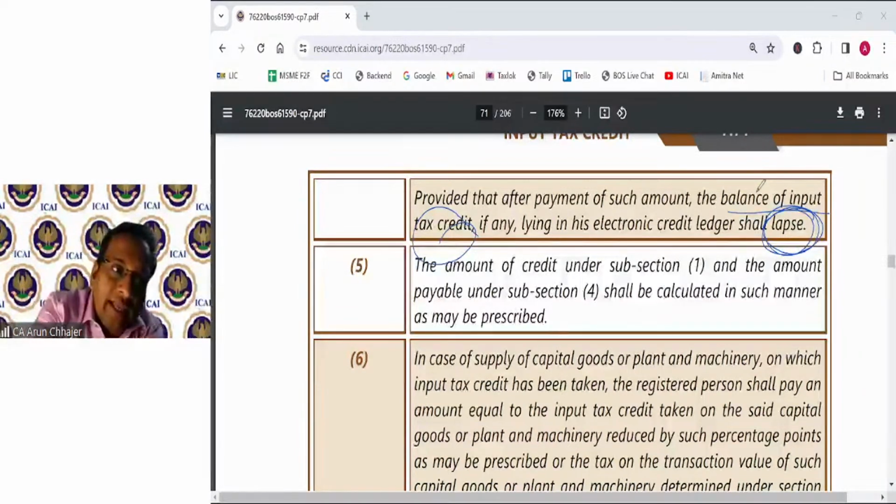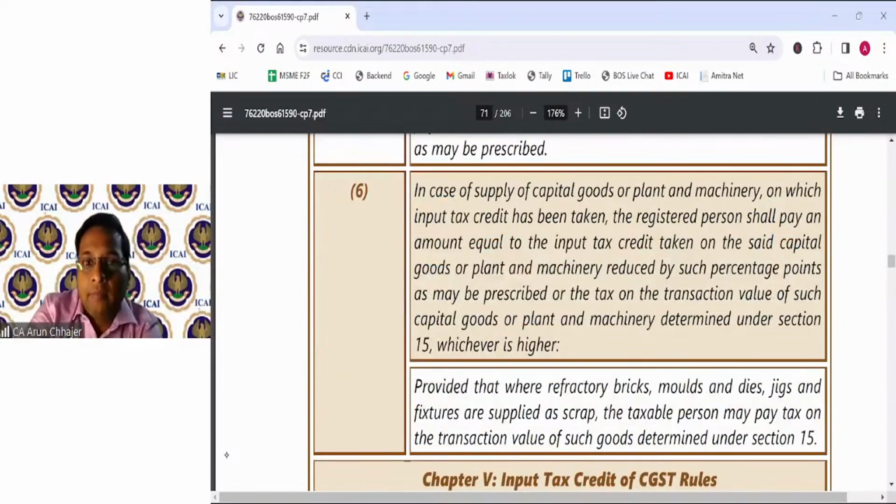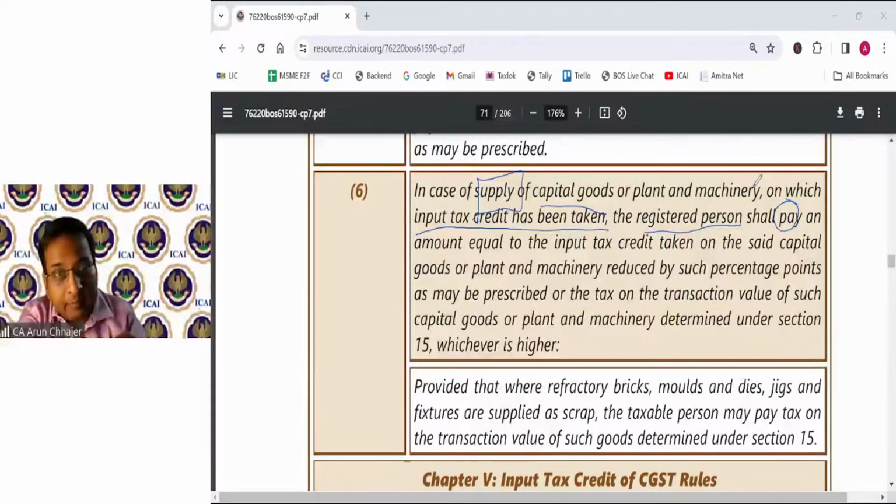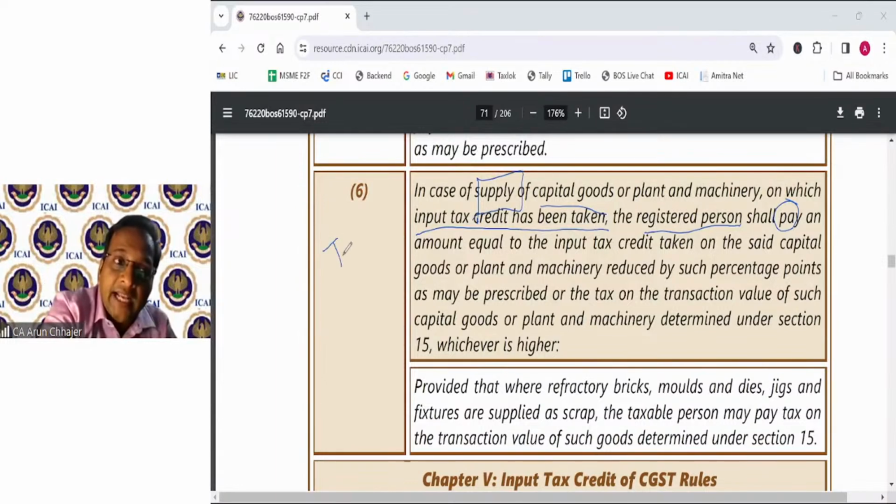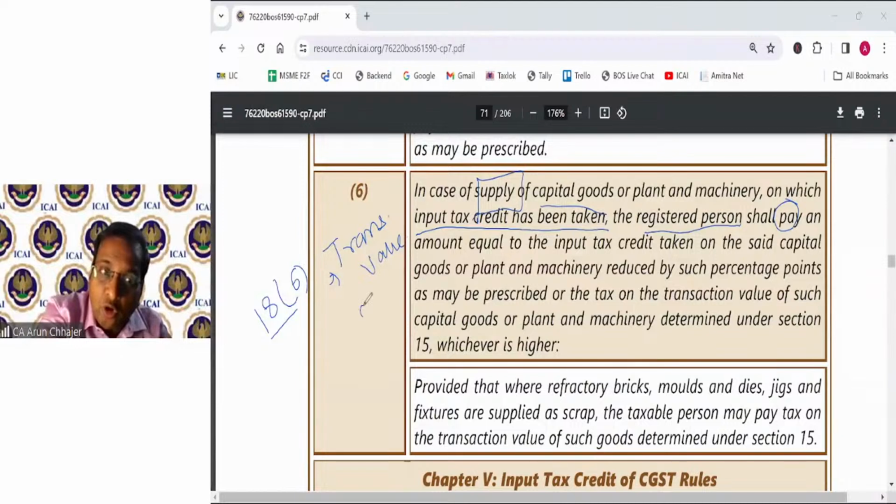Okay. Now 18 subsection 6 is a very, very important section because it talks about supply of capital goods. Which capital goods? Plant and machinery on which you have taken the input tax credit. The registered person shall pay. Because if I am supplying the capital goods, plant and machinery, I have to pay the tax. And in GST, as per section 15, the concept is the transaction value. But 18.6 is saying you will pay the GST on transaction value or excess ITC claimed, whichever is higher.